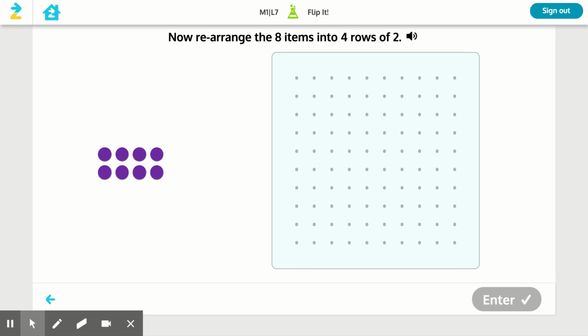Now we're being asked to rearrange our array. Originally, we took our array and we had it in 2 rows of 4. Now we're being asked to rearrange our array in 4 rows of 2. So I'm going to start by making 4 rows, row 1, row 2, row 3, and row 4. And I'm going to make sure that each row has 2 counters. 1, 2, 1, 2, 1, 2, 1, 2.